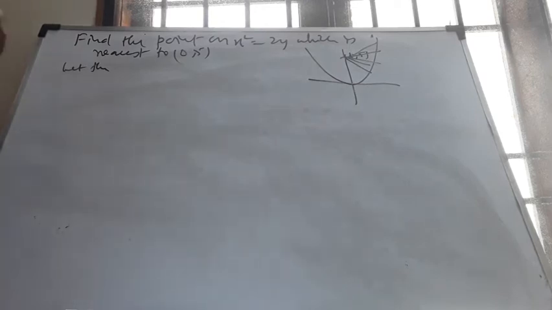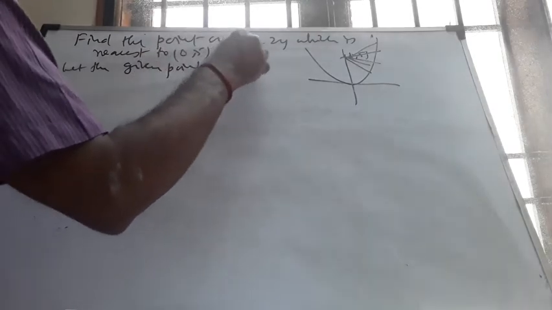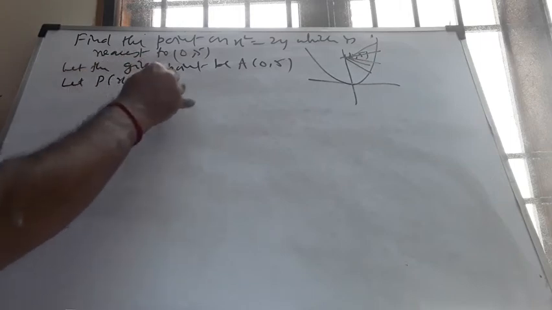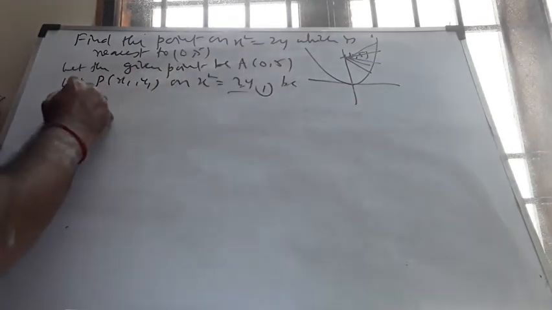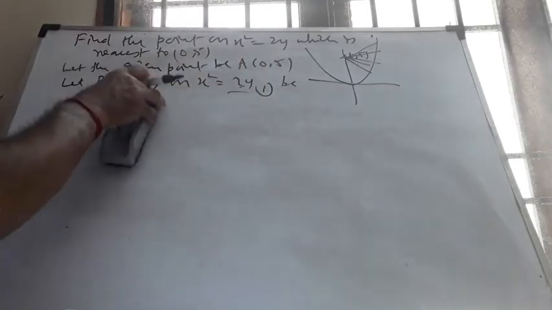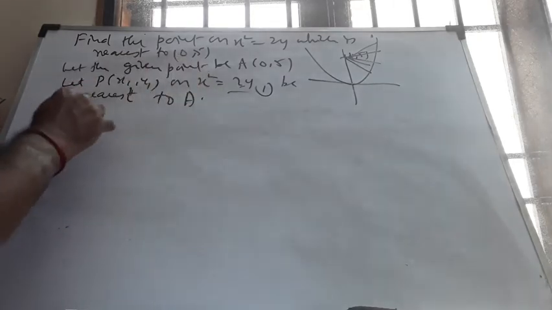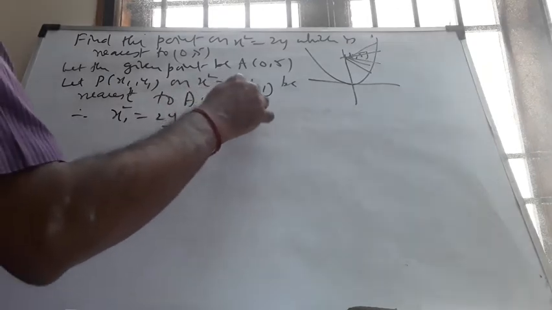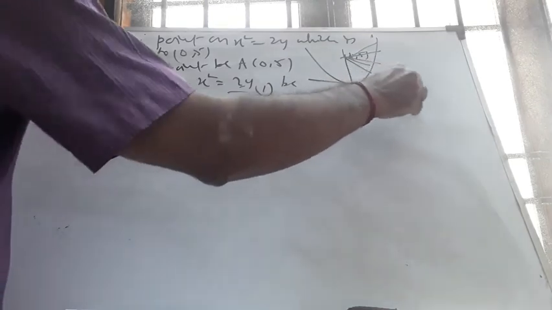Let the given point be A (0, 5). Let P (x1, y1) on x square equal to 2y be nearest to A. Therefore, x1 square is equal to 2y1. I will be using it since (x1, y1) is a point on the curve.